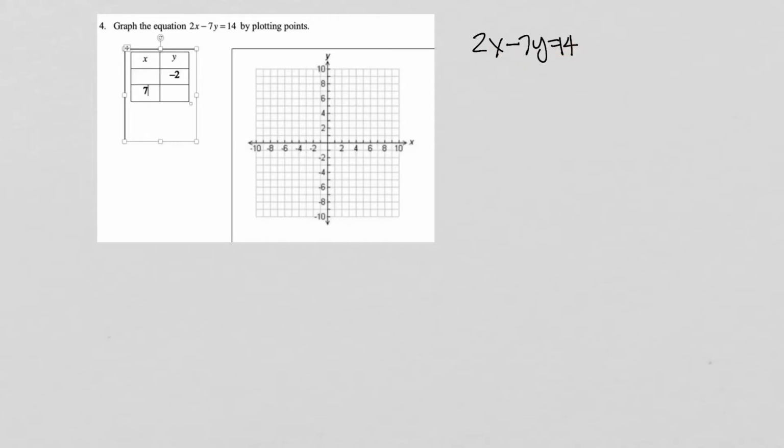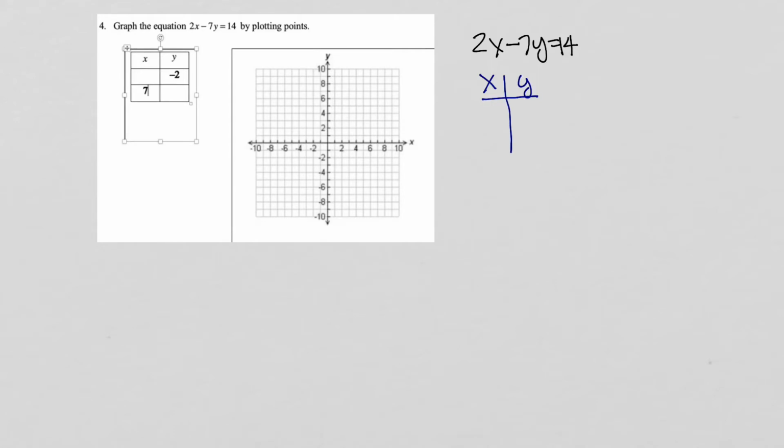But look at this also. These coefficients divide evenly into the 14. Now when that happens, there's a nice way to do this. We'll set up a table of x and y, and we need only 2 points. And the 2 points that are easy to get are the intercepts. And here's how we'll do this.